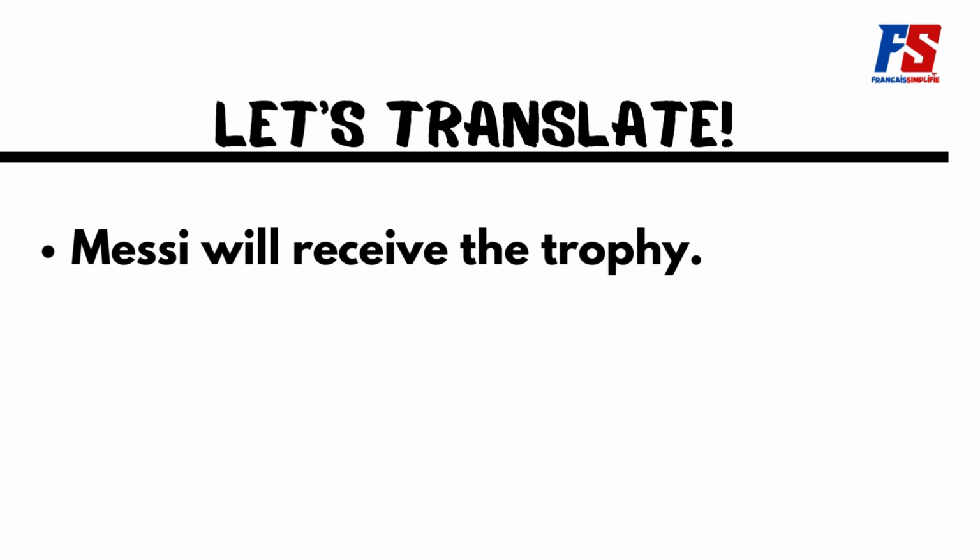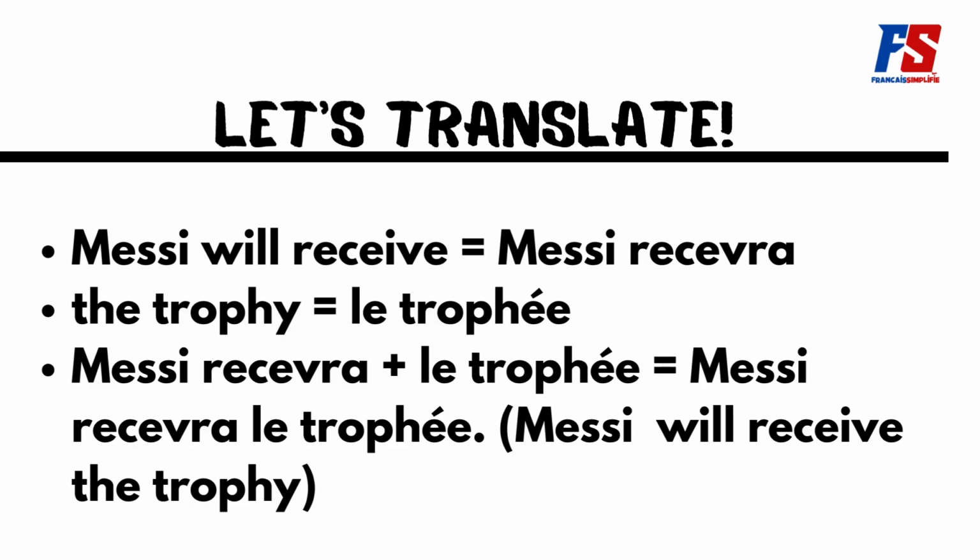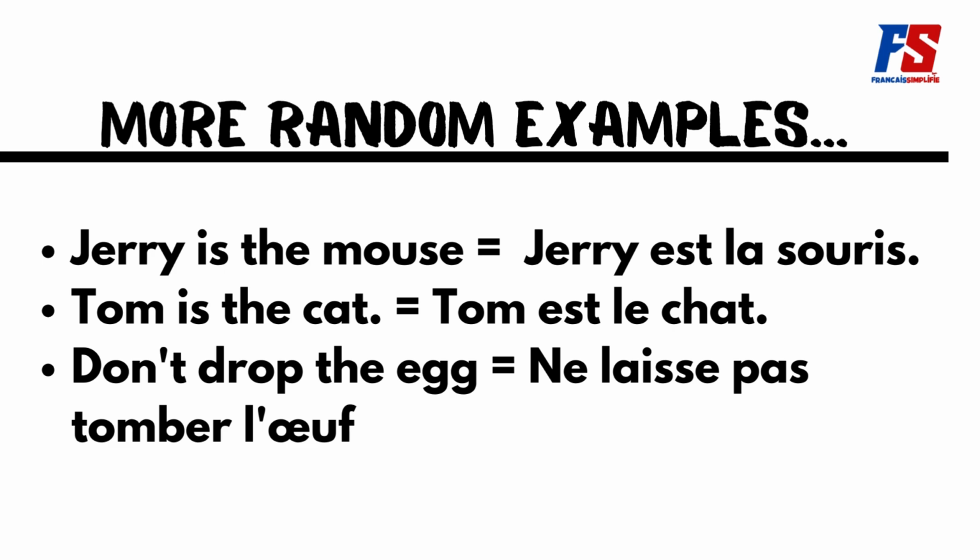Another example is Messi will receive the trophy. Messi will receive in French is Messi recevra. Trophy in French is trophée. And as we can see, it is masculine. So we finally have Messi recevra le trophée. More random examples are Jerry is the mouse, which is Jerry est la souris. Tom is the cat, Tom est le chat. Don't drop the egg. Ne laisse pas tomber l'œuf.